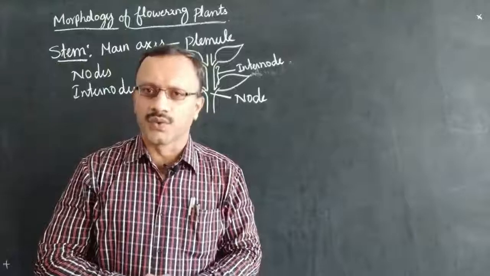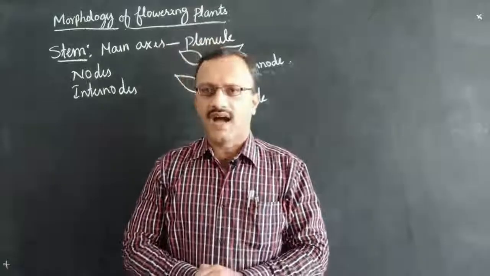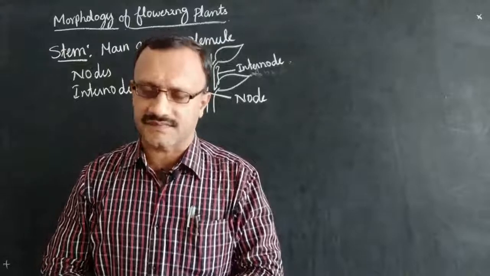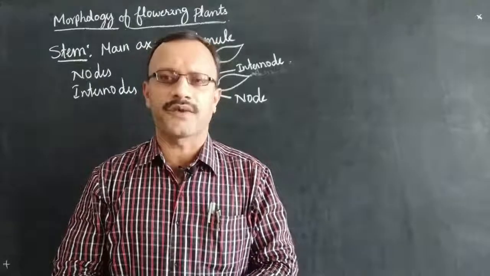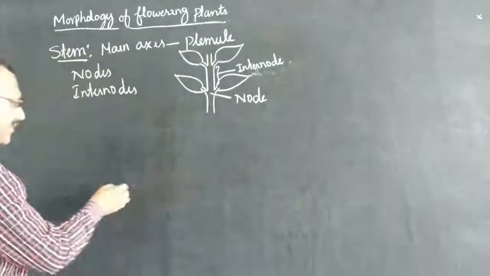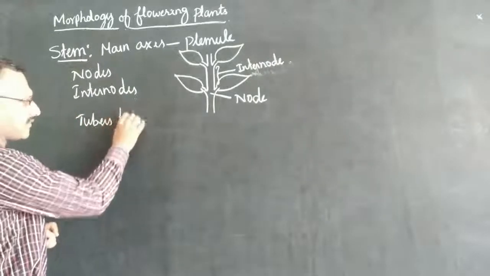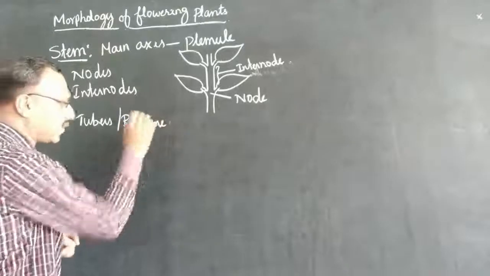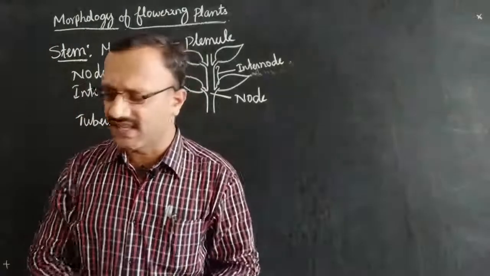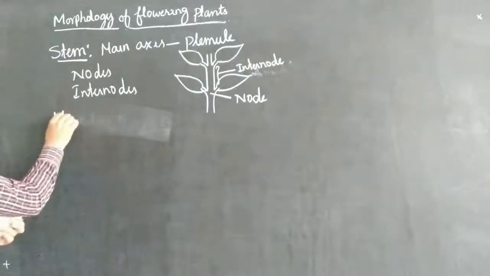Similar to the root, the stem also shows some modifications. That means other than its usual function, it is involved in some other functions. For example, in the case of potato tubers or the ginger or turmeric rhizome, the tubers and rhizome show the storage modification. So now we'll see the modifications of stem. What are the modifications?